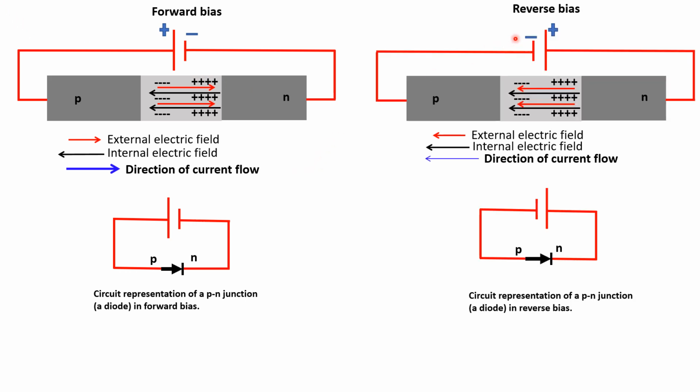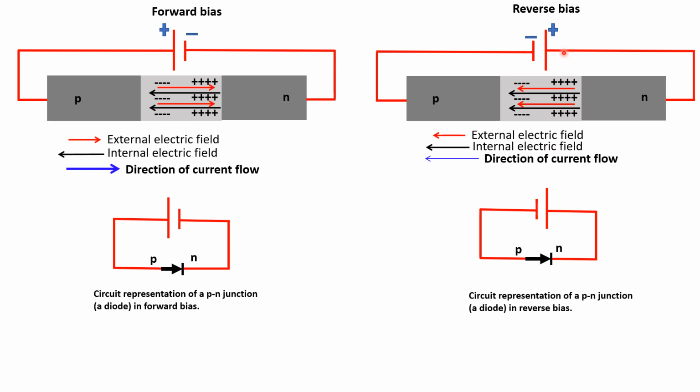The other configuration we can have is the reverse bias. In reverse bias, we connect the higher voltage on the N side and the lower voltage on the P side. And notice now the electric field, the external electric field due to the battery, is now parallel to the internal electric field. So in this case, the total field is higher than the field in equilibrium. So in reverse bias, the total field in the depletion region is higher because the two fields add up.